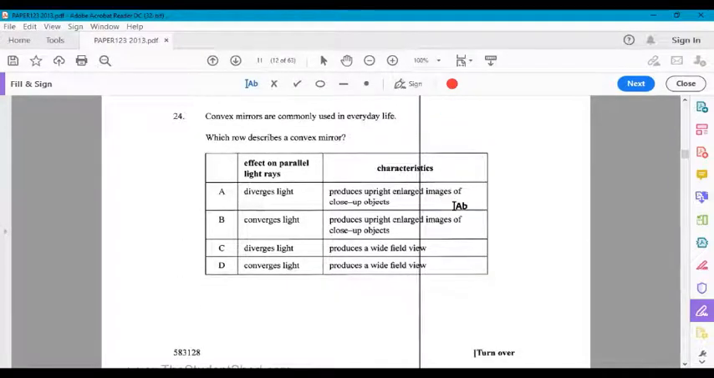Number 24. Convex mirrors are commonly used in everyday life. Which row describes a convex mirror? Convex mirrors have a surface that curves out, like it bulges out, okay? And what it does when light strikes it, it spreads the light out. Another word for spreads out is diverges, okay?